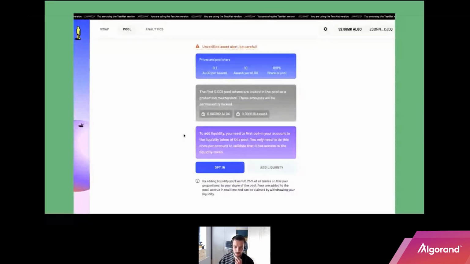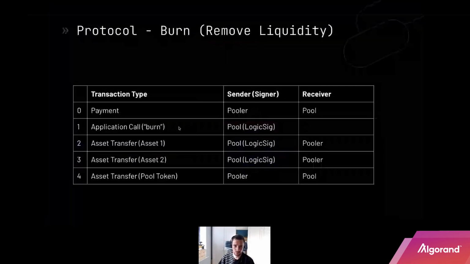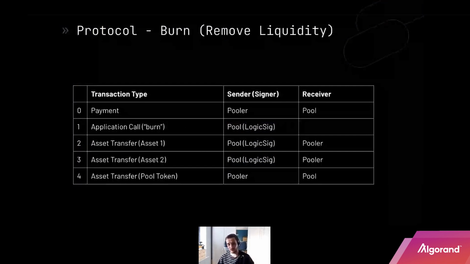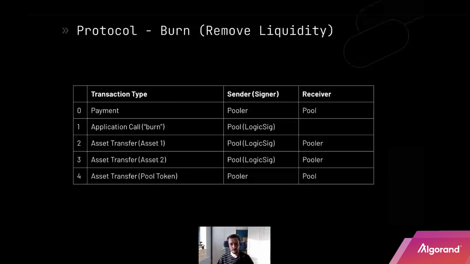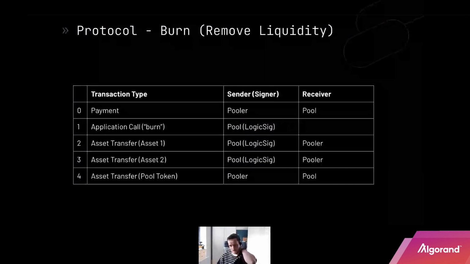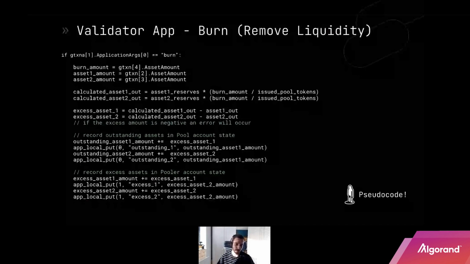And in order for a user to add liquidity to the pool, they need to opt into the pool token for that pool, so that they're able to receive the pool tokens that represent their share of the pool. And then there is finally a burn transaction, which is the way of removing liquidity. And this is basically the opposite of the mint, where they receive asset 1 and asset 2 in return for sending in their pool tokens. And again, we have the same kind of calculations, and excess amounts are recorded and available for redeeming later to deal with slippage.